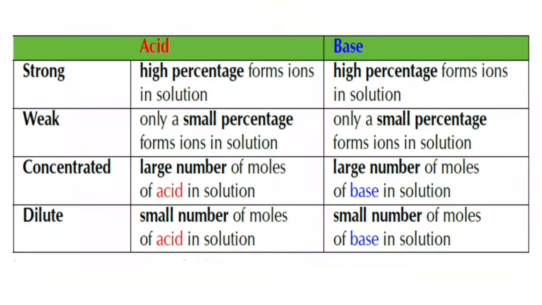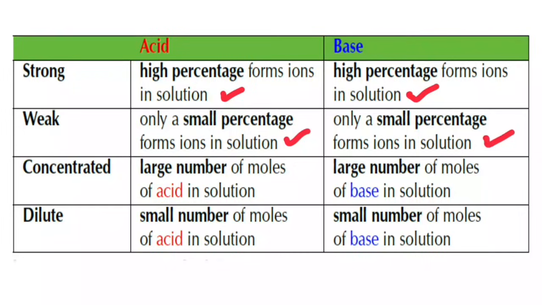An acid is strong if there is a high percentage of ions formed in the solution. And a base is strong if there is a high percentage of ions in the solution. An acid is going to be H plus and the base is going to be OH minus. And for a weak acid, only a small percentage of ions are formed in the solution, while a weak base is the same, right? Just different ions. In acid, we know that it is H plus, and in bases, it is OH minus.